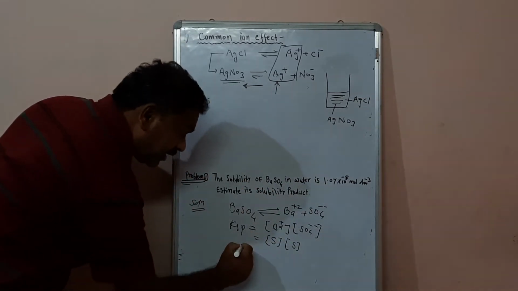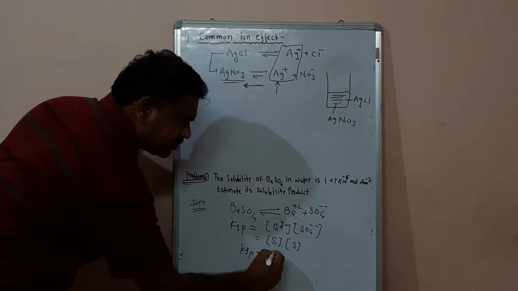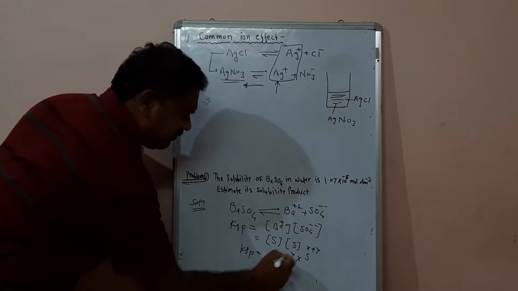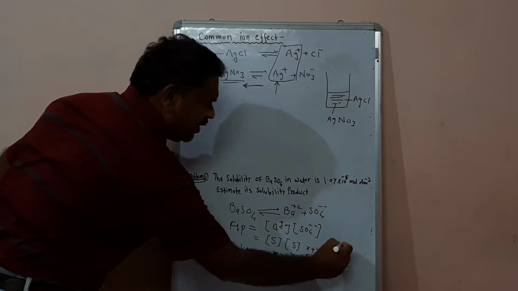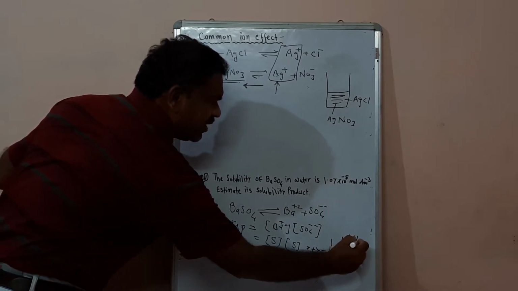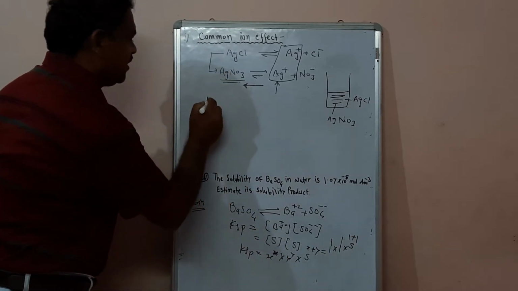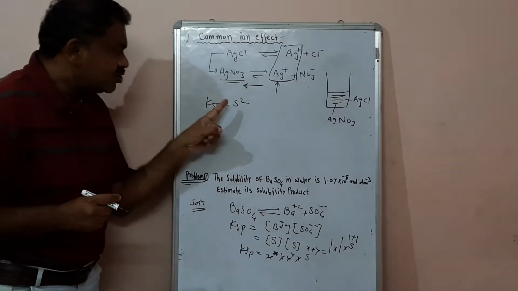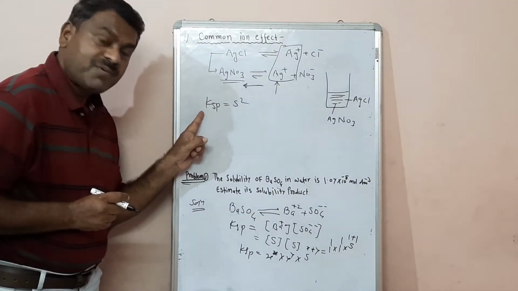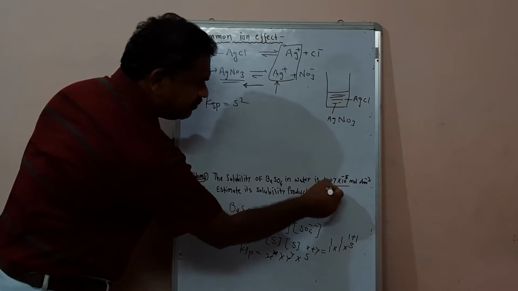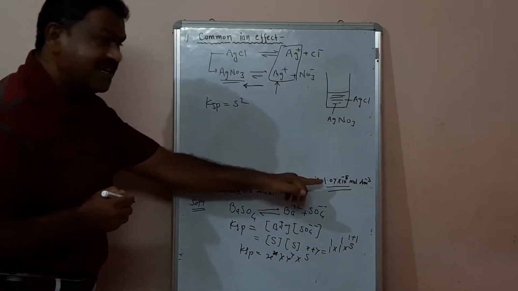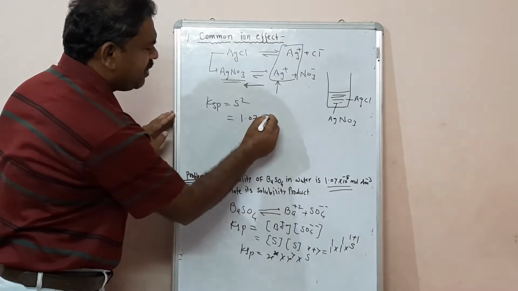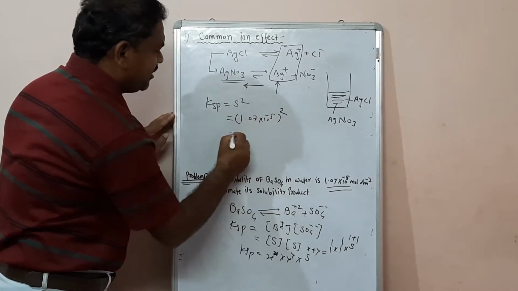Therefore, according to the formula, KSP is equal to x raised to x, into y raised to y, into S to the power x plus y. So 1 raised to 1 into 1 raised to 1 into S to the power 1 plus 1. KSP is equal to S square. Here the value of the solubility S is given, so KSP is equal to 1.07 into 10 to the minus 5, squared, and that is your answer.